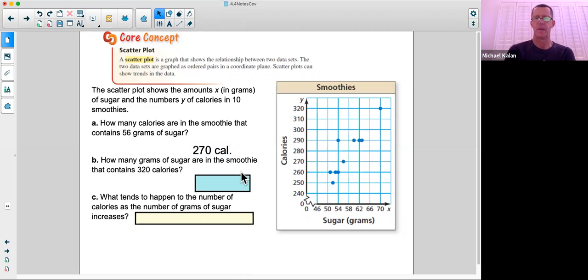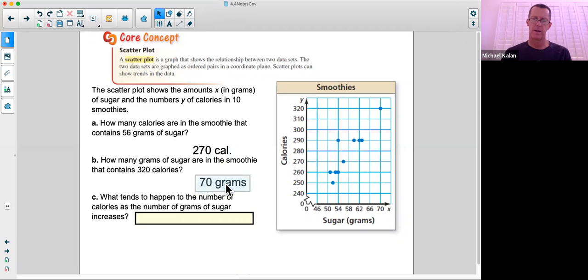Try B. How many grams of sugar are in the smoothie that contains 320 calories? Okay, so here we don't know the number of sugar. We're trying to figure that out. We know the number of calories. Go up to 320. It's the only point that's there.